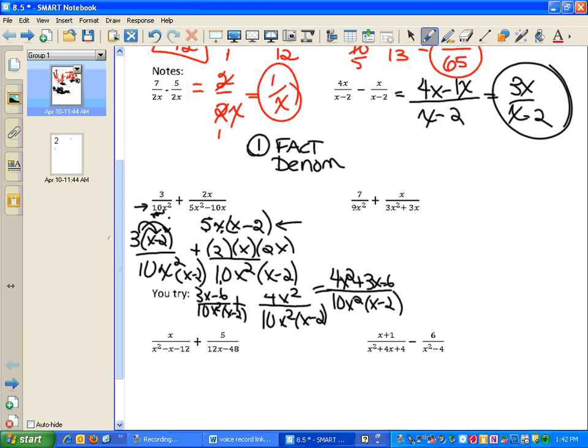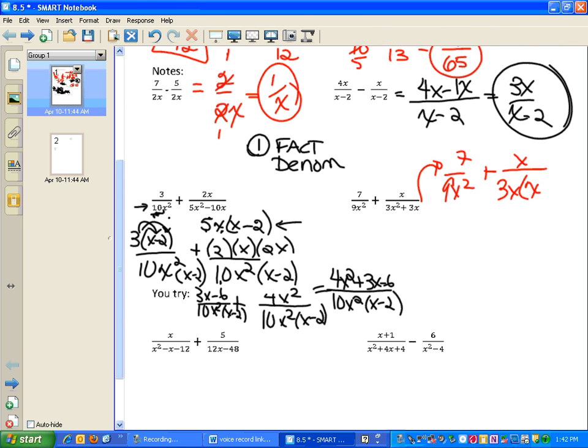Okay? All right, let's try another one. So the first thing we're going to do is we're going to factor 7 over 9x squared plus x over what? What am I going to pull out of every single term? And what am I left with? X plus 1. X plus 1.